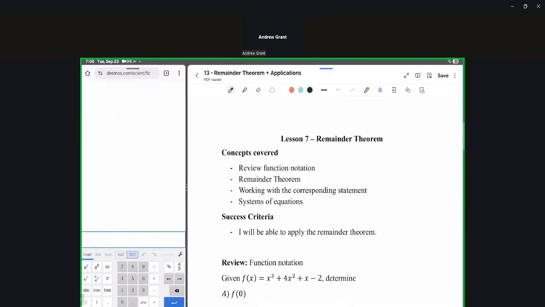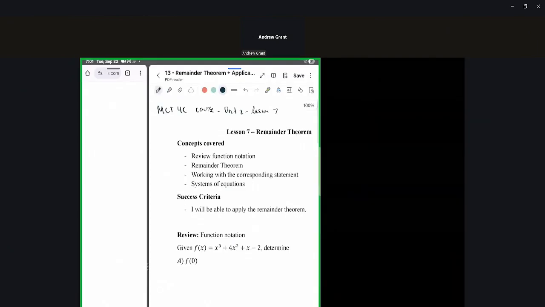Okay, so we are continuing on with the MCT 4C course. This is Unit 2, Lesson 7. And so we're going to be looking at the remainder theorem.